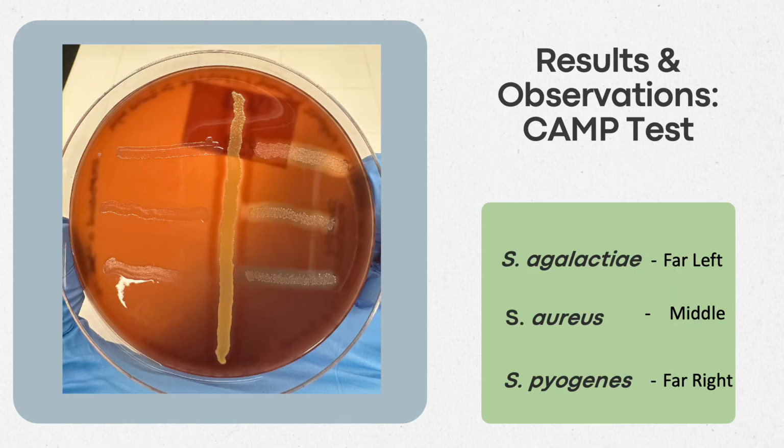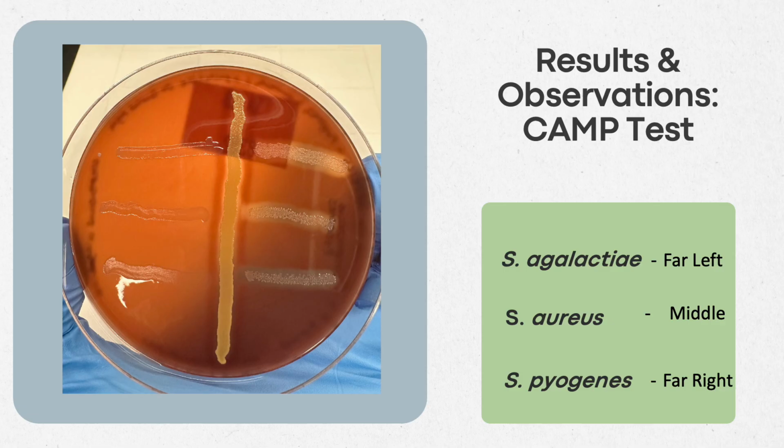Now for our results and observations with the CAMP test. A blood agar plate was used for Streptococcus agalactiae, Streptococcus pyogenes, and Staphylococcus aureus. On the plate, Streptococcus agalactiae was streaked on the far left side, whereas S. aureus was in the middle with 1 streak, and S. pyogenes was 3 streaks on the far right.